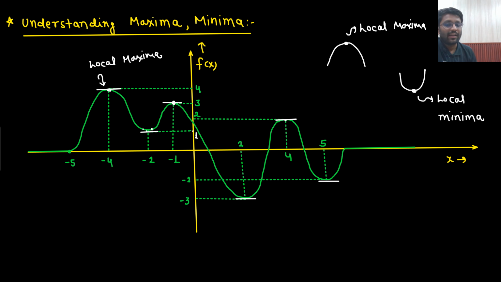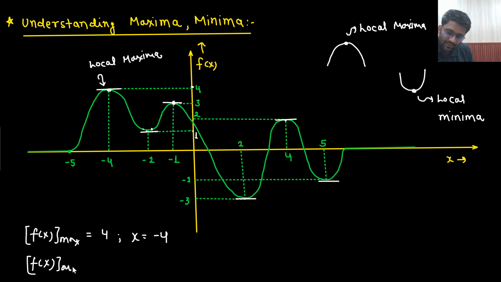Global maxima means absolute maximum. Basically, can you let me know what is the maximum value of f(x)? Look here, f(x) is 0 here. So in this particular range, the maximum value of f(x) is 4, and that is occurring at x equals -4. And what is the minimum value of f(x)? The minimum value of f(x) is nothing but -3, right? This is the minimum possible value. And where is it occurring? It is occurring at x equals 2.